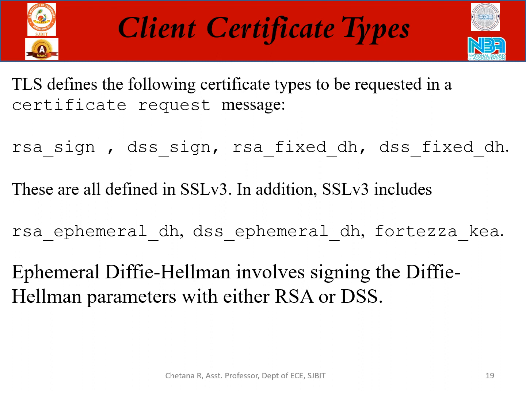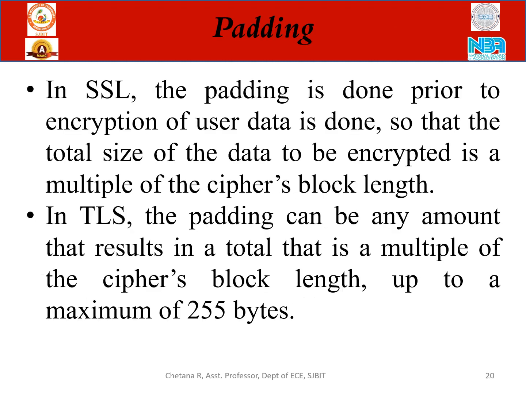Apart from that, SSL uses some extra algorithms, which is RSA ephemeral DH. What is this? This involves signing the Diffie-Hellman parameters with either RSA or DSS. So this is a combination of the RSA algorithm and the Diffie-Hellman algorithm. Similarly, you have DSS, digital signature standard, and the Diffie-Hellman algorithm. Like this, combinations of client certificate types are used, and these are the different algorithms.